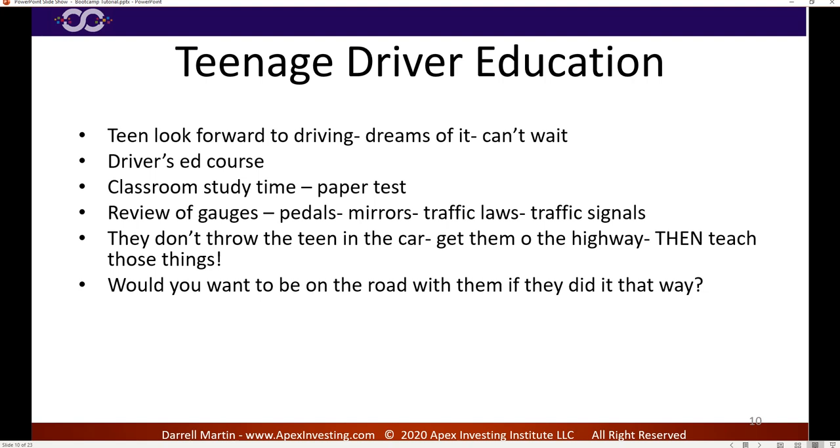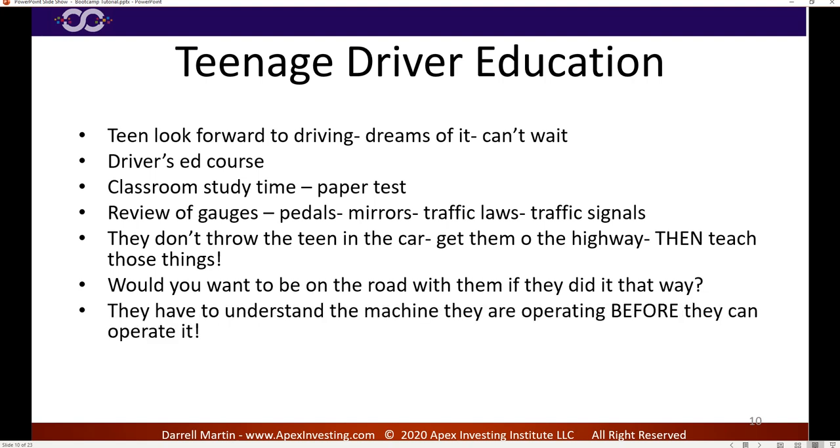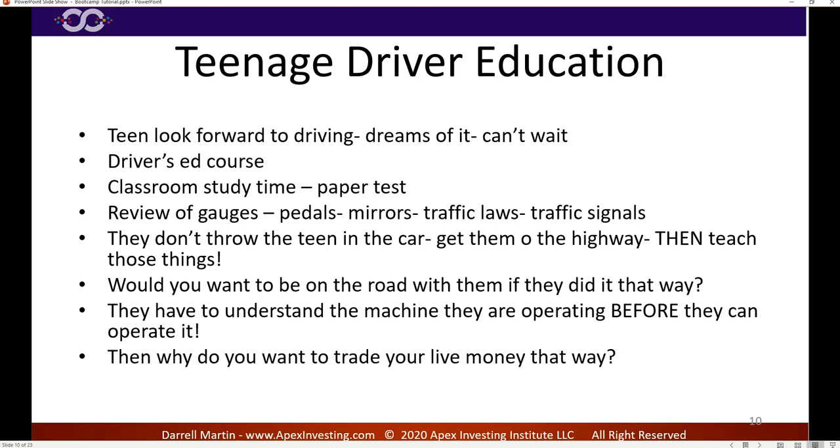But when is that 16-year-old kid bored as hell? When he's sitting in that classroom, taking the driving test, taking the little exam book and learning about gauges and learning about pedals and learning about safety laws and learning how to use everything. He's bored. Just let me out there and drive. They have to understand the machine they're operating before they can operate it properly.